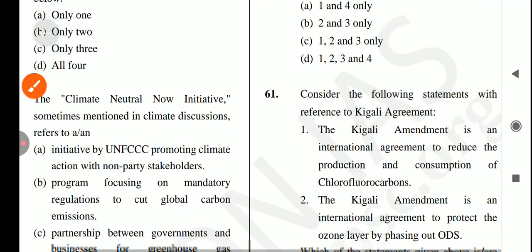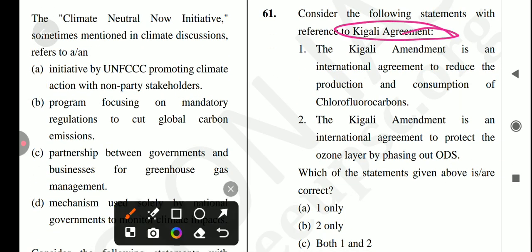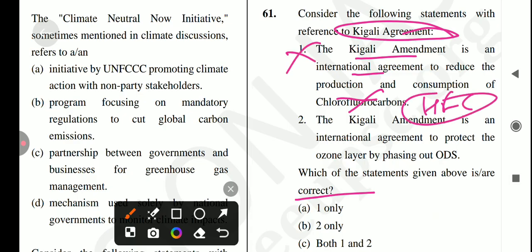Let's come to the next question, which is: consider the following statements with reference to the Kigali Agreement. There is asking about the correct statement. The first statement is: the Kigali Amendment is an international agreement to reduce the production and consumption of chlorofluorocarbons. Is it true? No, it's not a correct statement because it talks about hydrofluorocarbons, not chlorofluorocarbons. So the first statement is incorrect.